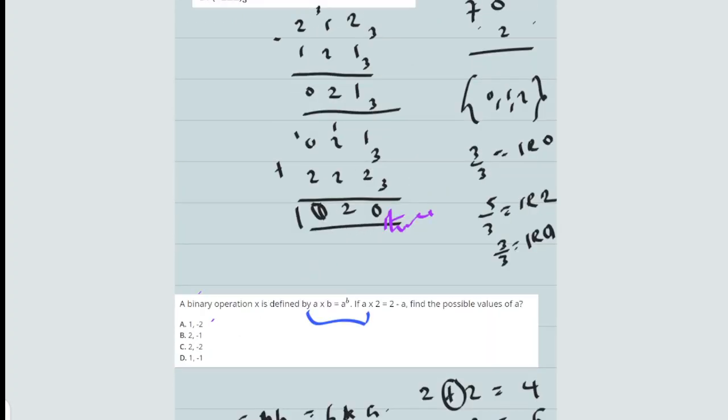You have to be careful. We call something a distractor. If you are not careful, you can select the wrong answer even after you know what is correct. So let us move to the next question.